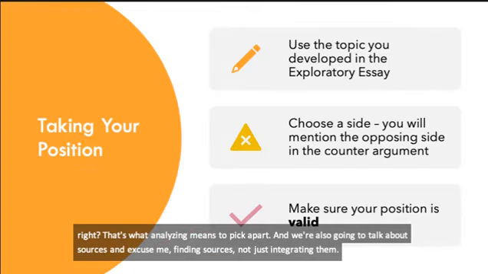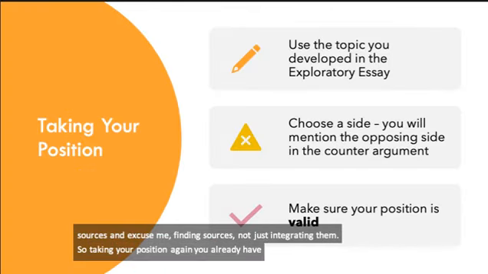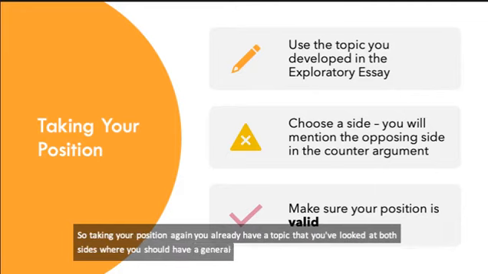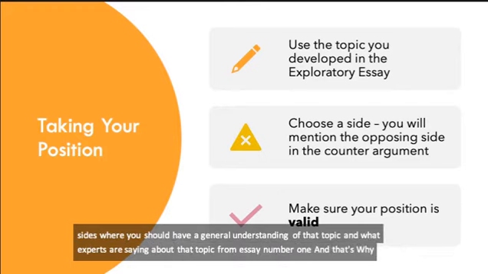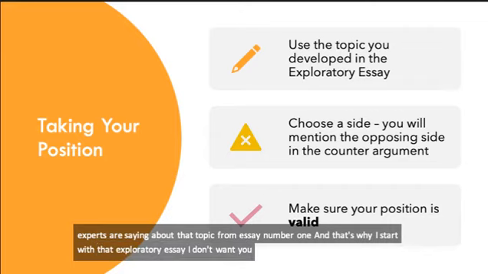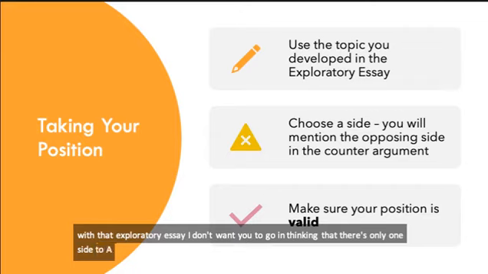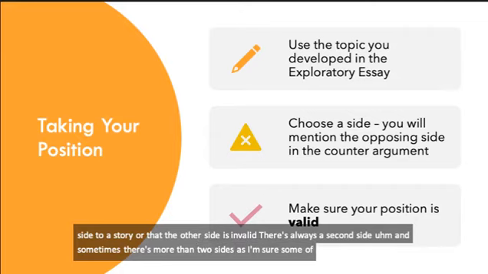So taking your position, again, you already have a topic that you've looked at both sides for. You should have a general understanding of that topic and what experts are saying about that topic from essay number 1. And that's why I start with that exploratory essay. I don't want you to go in thinking that there's only one side to a story or that the other side isn't valid. There's always a second side, and sometimes there's more than two sides, as I'm sure some of you found with your topics.